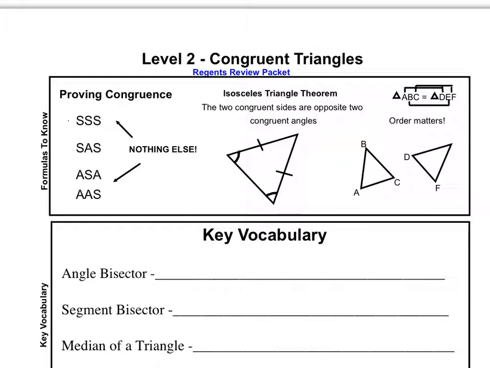There's side, side, side. There's side, angle, side. There's angle, side, angle. There's AAS, and then it says nothing else. But usually I do this in person, and someone's like, no, there's one more. And that's correct. There is more. You need to be able to recognize that.